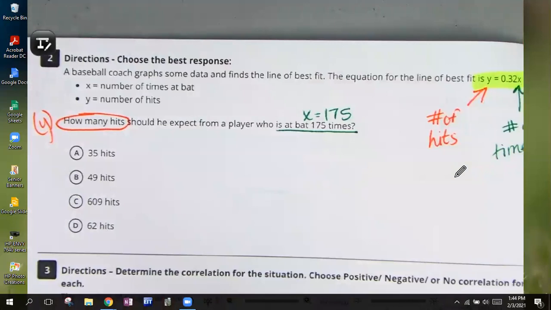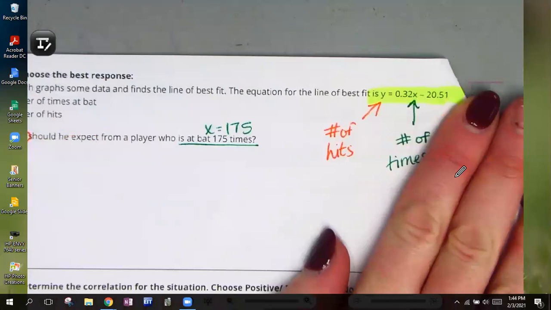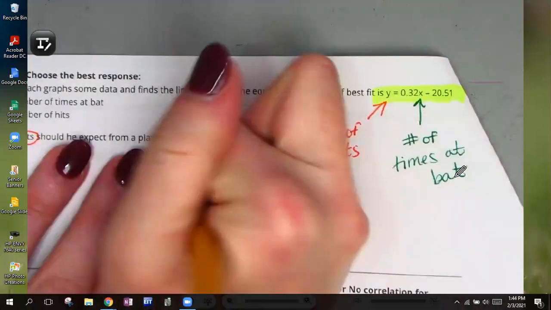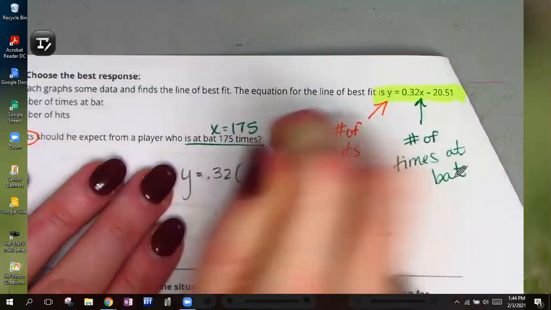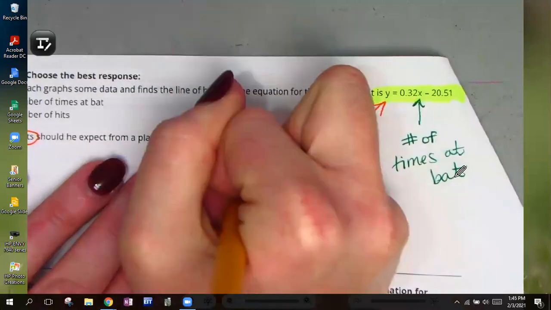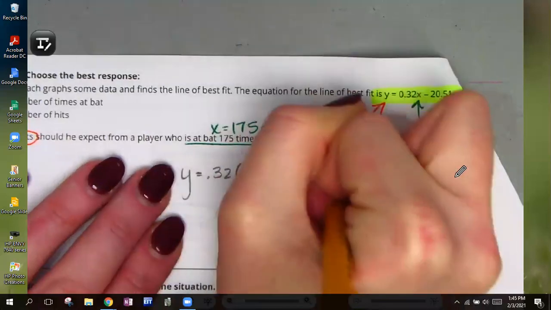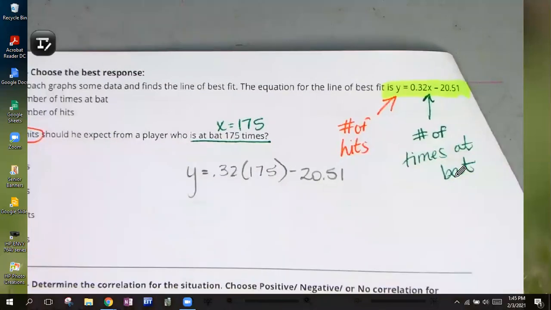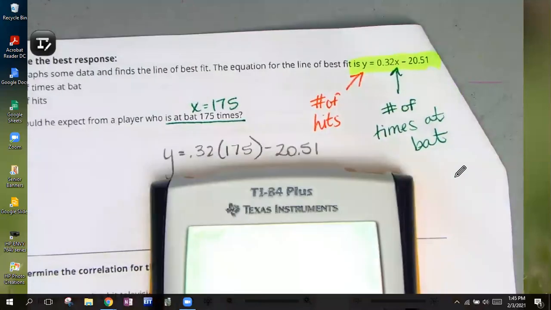Okay, I have a variable. I have an equation. What do I do? I substitute it. So I'm going to rewrite that equation. Y equals 0.32, but instead of that X, I'm going to plug in 175, minus 20.51. Okay, I'm just going to type all that into my calculator. 0.32 times 175 minus 20.51.